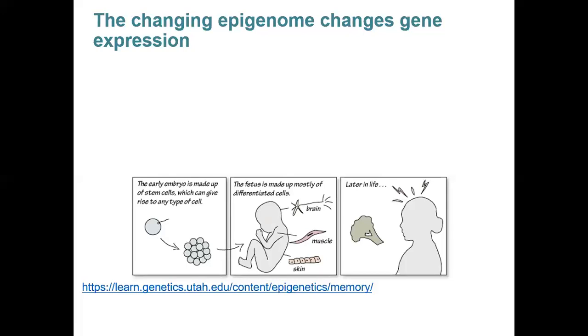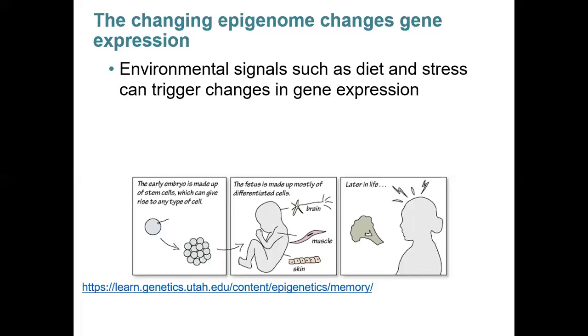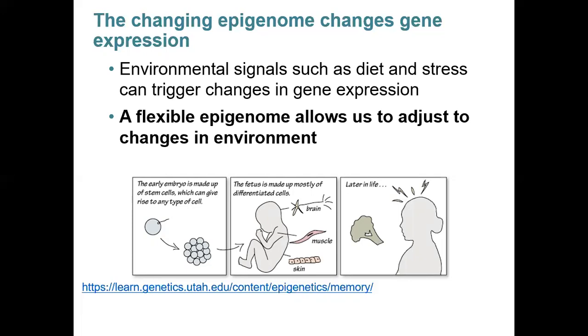Right, and then also environmental signals. As the environment changes, our epigenome changes. And as the epigenome changes, which genes are expressed, that is, the ones that are turned on and off, those change too. The advantage of all this is that our genes allow us to adapt to our specific environment.